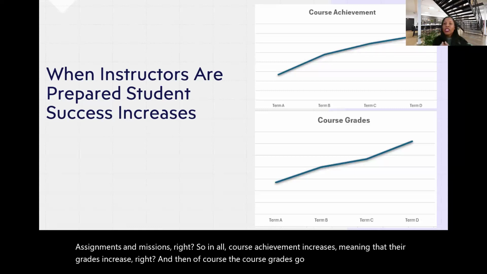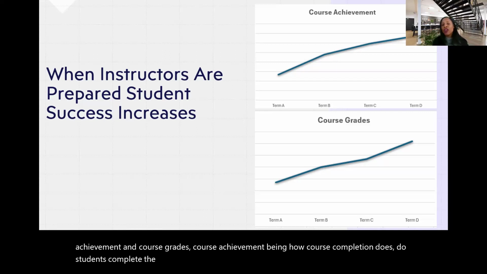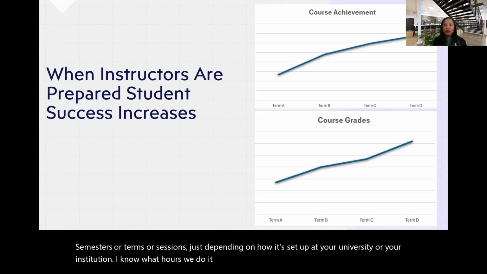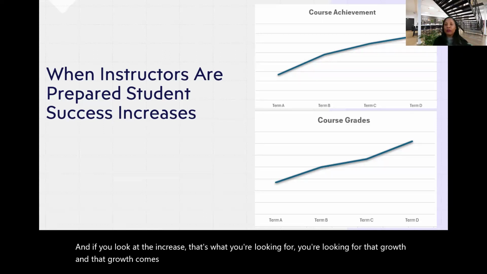So looking at course achievement and course grades, course achievement being course completion. Do students complete the course? Course grades go up, right? If you compare different semesters or terms or sessions, depending on how it's set up at your university or institution. I know at ours, we do it by the session, and if you look at the increase, that's what you're looking for. You're looking for that growth. And that growth comes from, again, instructors being prepared.